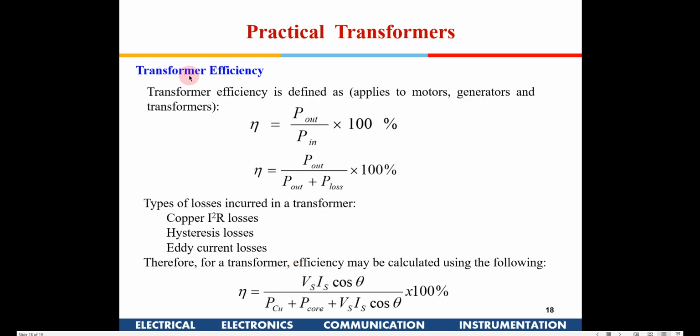There is also another term which is important in the industry, known as transformer efficiency. That is P out divided by P in, into 100, so we generally express transformer efficiency in terms of percentage. P in is P out plus P loss. This loss is because of the I square R losses, hysteresis loss, and eddy current loss. So this is another term, known as transformer efficiency.